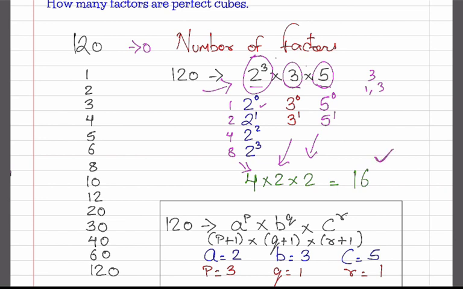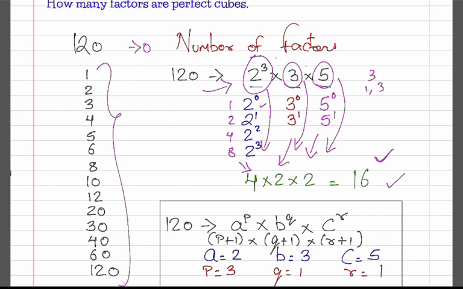So I won't write this all the time. If I am asked the number of factors for any number, I'll write that number in terms of prime numbers and identify the number of factors for each prime power. For 8, 4 factors; for 3, 2 factors; for 5, 2 factors. 4 into 2 into 2, the total number of factors is 16. So I make a formula out of it.